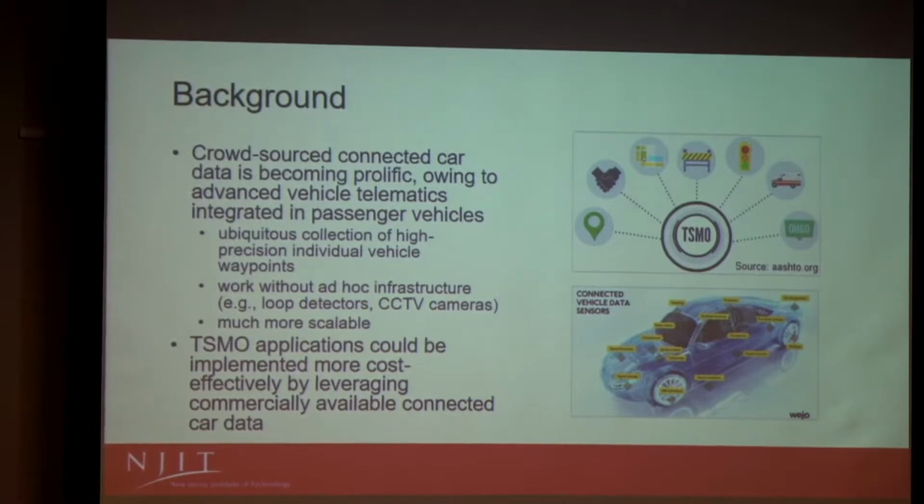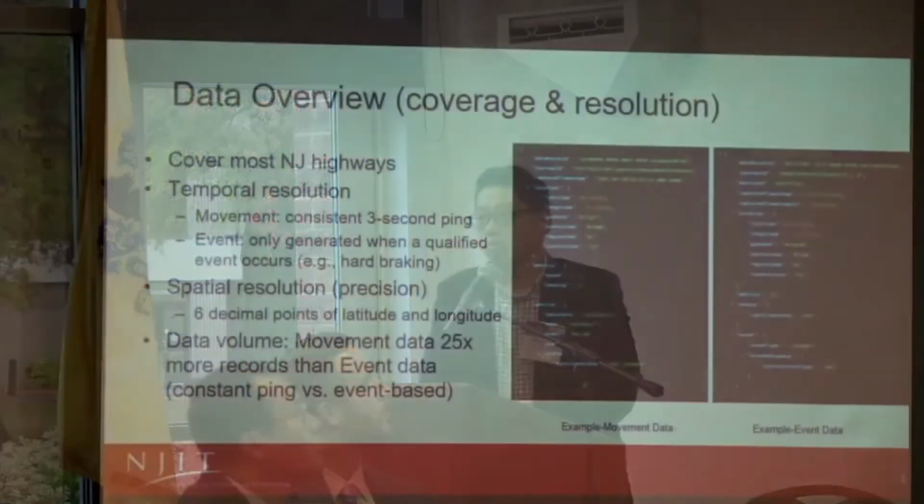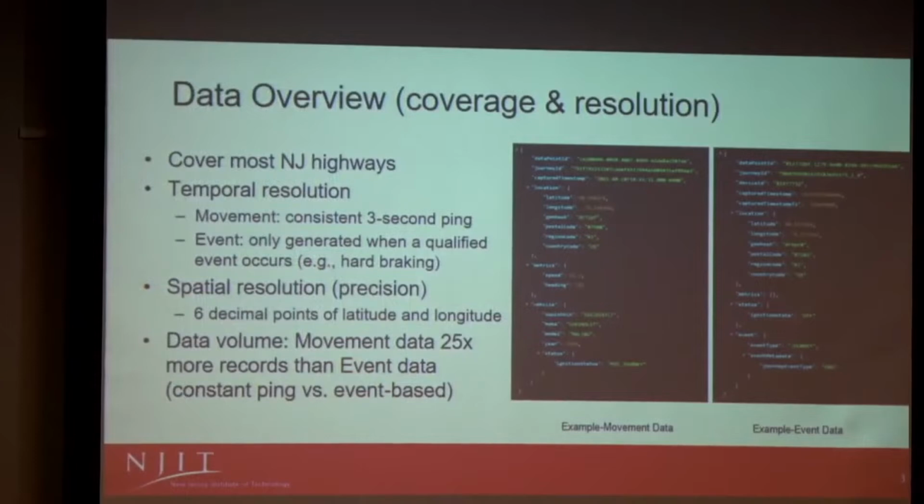And then we realized that that kind of data would produce unseen benefits, not only for research purposes, but also from the TSMO perspective as well. So in that sense, we picked this particular data set called Wejo. Wejo is a company that collects, processes, and distributes data coming from individual vehicles equipped with a communication device, and it has two different types of data set.